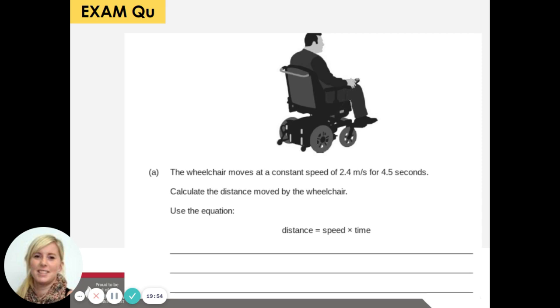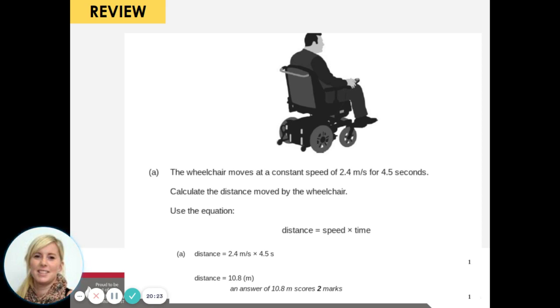Calculate the distance moved by the wheelchair. They've given you the equation in this question. That's nice of them. So distance equals speed times time. So have a go at this one, please. Get your calculators out. And you should then have 2.4 times 4.5 seconds and a final answer of 10.8. If you've got 10.8, it would score you 2 marks.